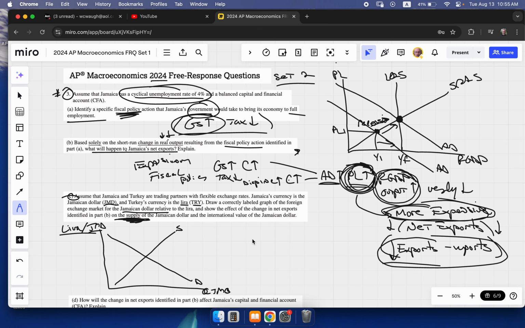Now, what I know is Jamaican goods are more expensive. So foreigners, anybody other than Jamaica, are not going to want to buy their stuff. If they're not buying their stuff, they don't need to buy their dollar. So the demand for the Jamaican dollar would go down.